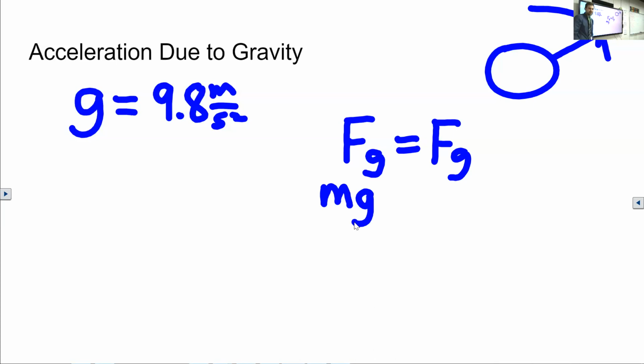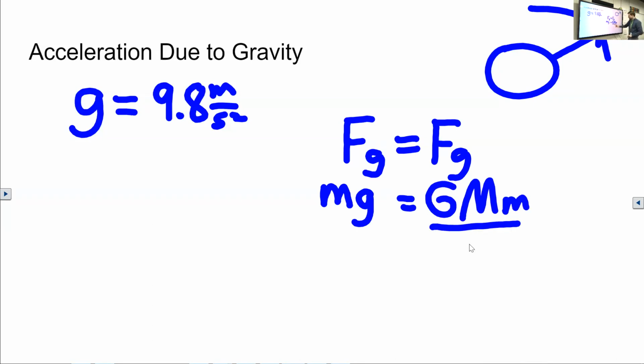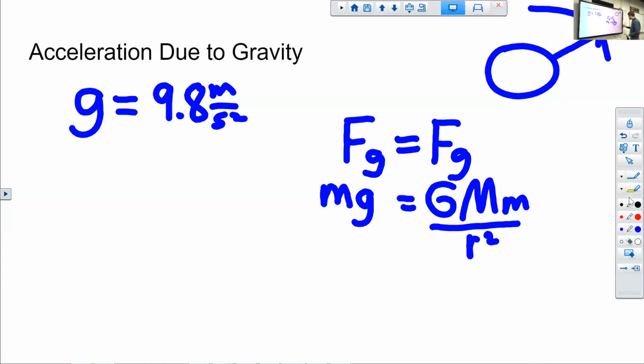If I wanted to make this problem super hard and I gave you the mass of the planet and the distance away from it, how could you find FG in that case? That is big G times M1, or I'm going to change it up: M1, M2, but I'm going to make it big M for the mass of the planet and little m for the mass of the thing, over R squared. Over R squared, right?